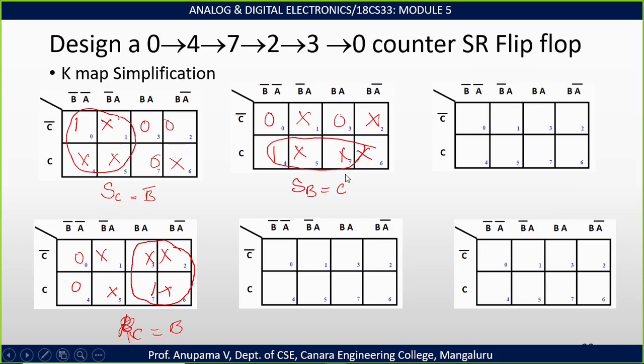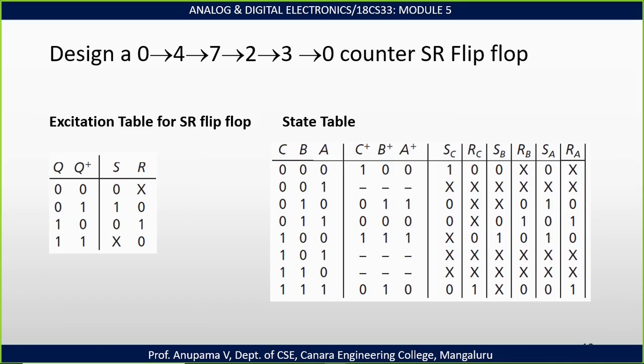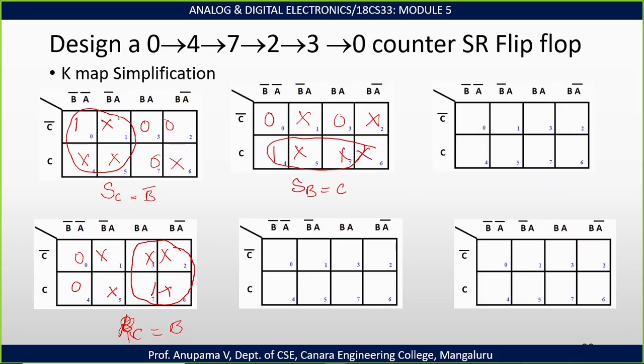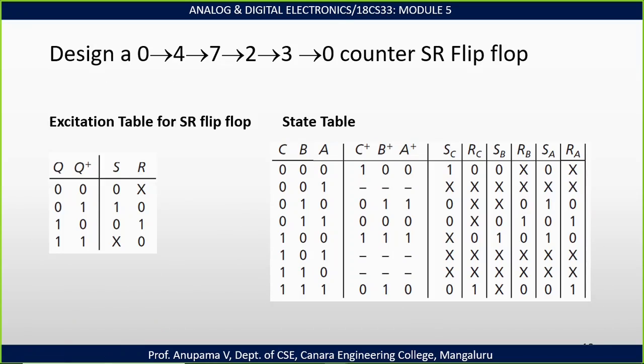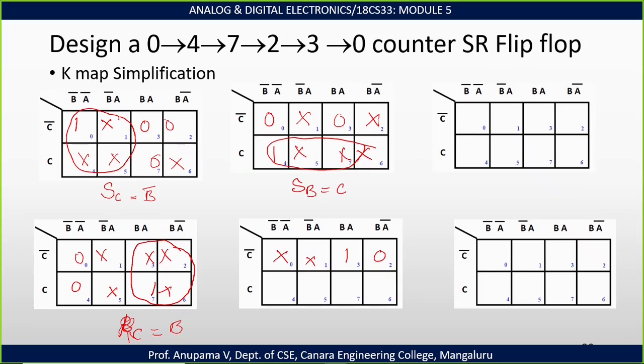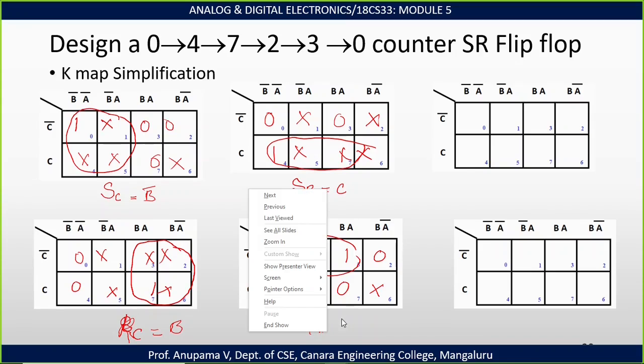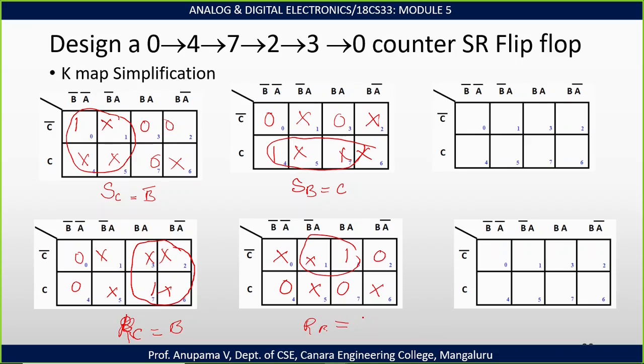Now you have to get the expression for RB. So the RB entries are double X, 0, 1. Next entries are 0, double X, 0, 0, double X, 0. So you cannot find any quad, you can find a pair. So RB is equal to C bar into A.